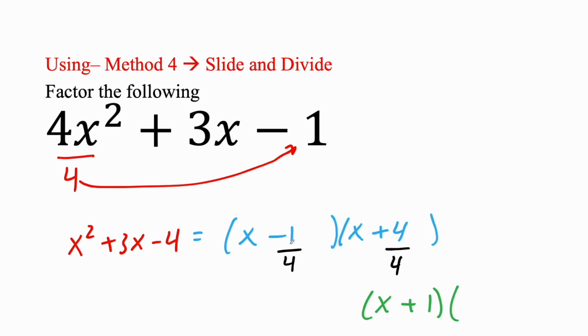Now this piece we get a fraction, not a nice number. So instead, we take this 4, we multiply by x. So we get 4x minus 1. And this is our final answer.